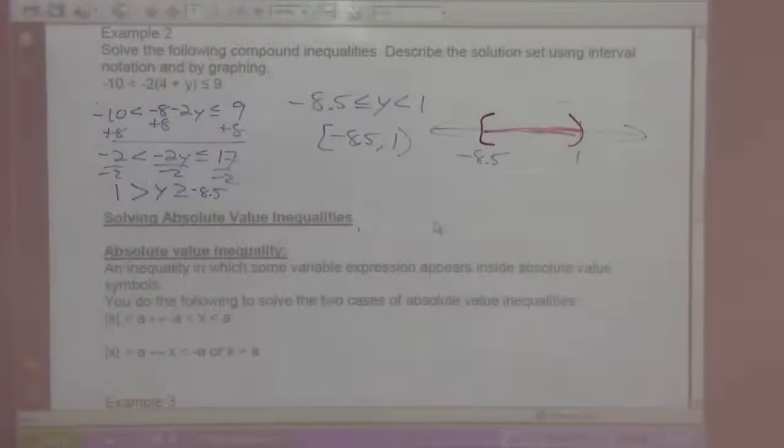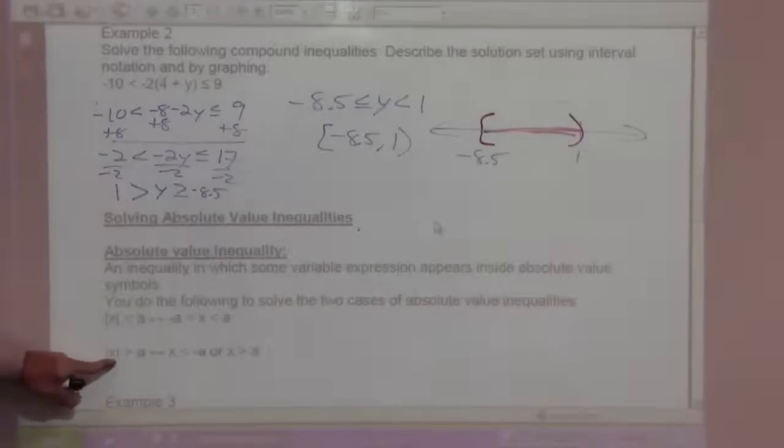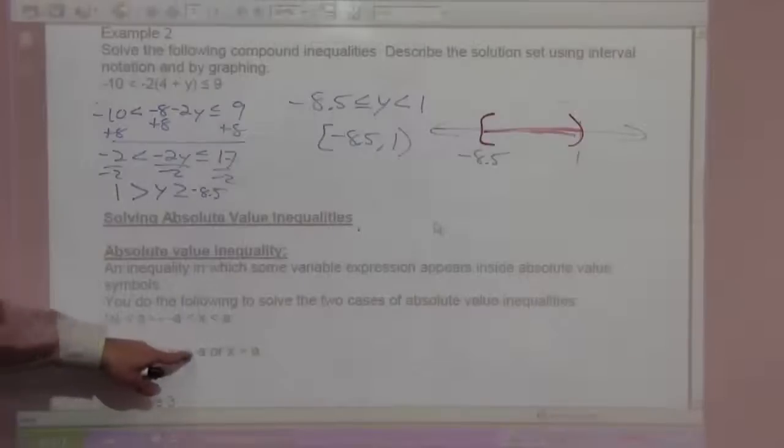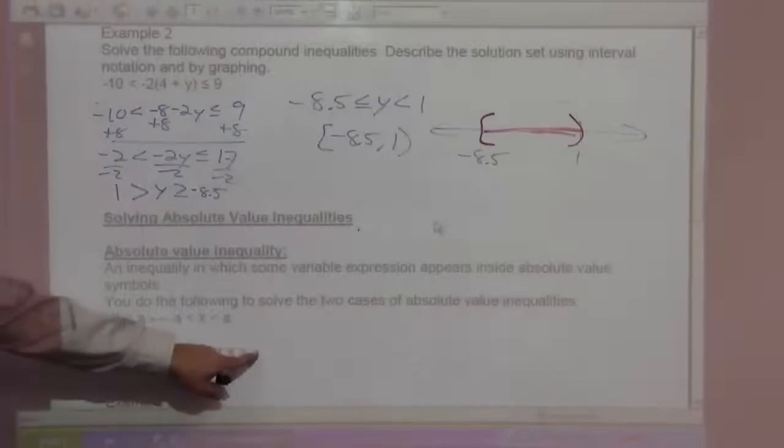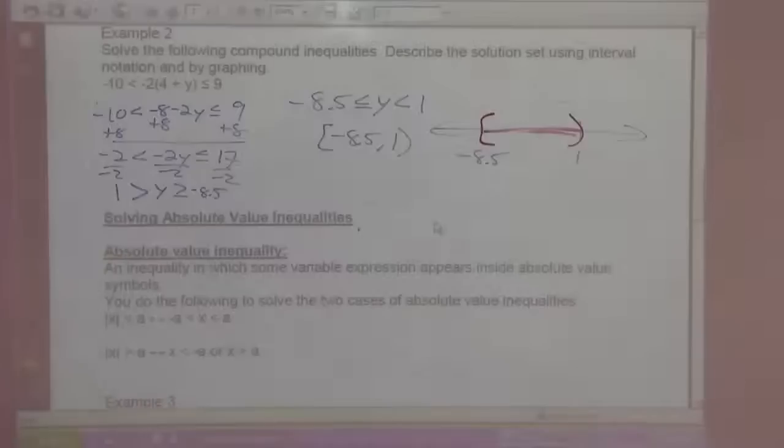Now, solving absolute value inequalities. An inequality in which some variable expressions appear inside absolute value symbols. You do the following to solve them. If you have the absolute value of x is less than a, you make it the compound like this: negative a is less than x less than a. And if it's absolute value of x is greater than a, you do x less than negative a or x greater than a. It's different than this up here. So here it's x is greater than the negative. Here it's x is bigger than the positive.